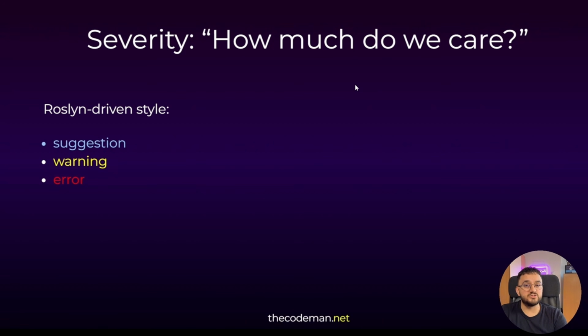So from Roslyn-driven style, we have three main severities: suggestions, warnings, and errors. And this is where production readiness lives. If you make everything an error from day one, you get rebellion. If you make everything a suggestion forever, you get drift. The mature approach here is to start pragmatic, then tighten the rules as the team stabilizes. That's not motivational talk, it's change management for engineering systems.